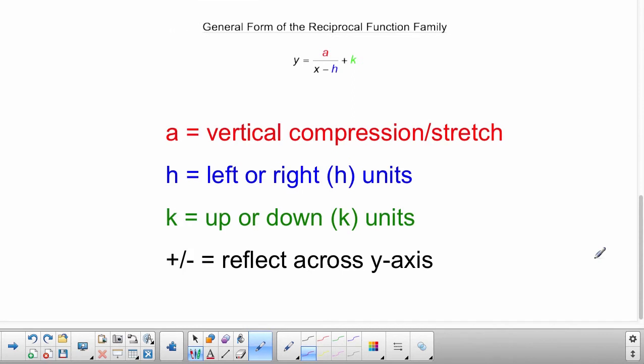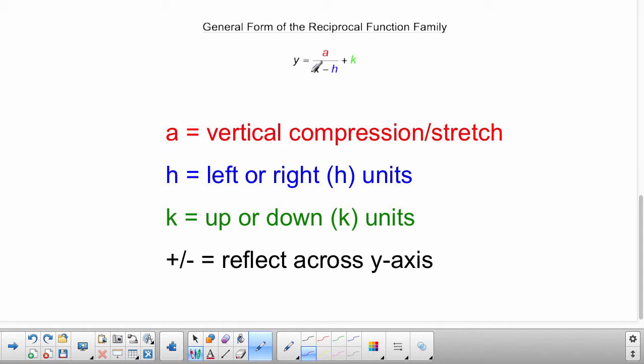Let's review how transformations are going to affect the reciprocal function family. You'll notice a lot of similarities to transformations that we've done before. Again, we have the A, which indicates a vertical compression or stretch. These rules follow similar to the square root rules, where if A is greater than 1, we have a stretch, and if it's less than 1, it's a compression. Remember, we're looking there at the absolute value of A.